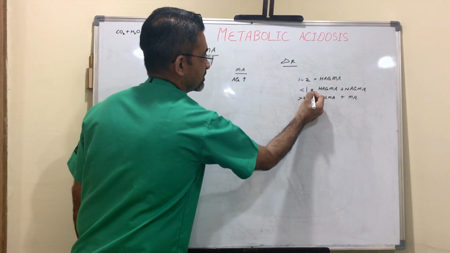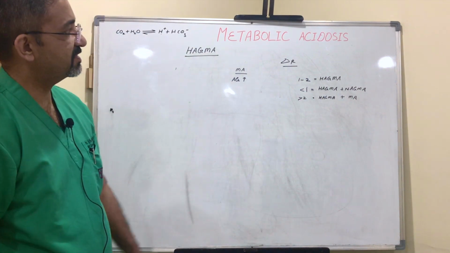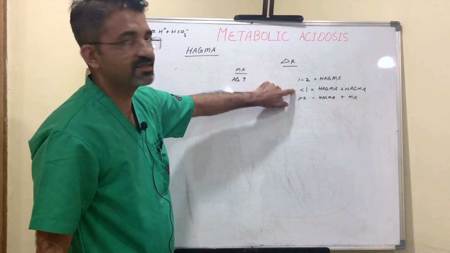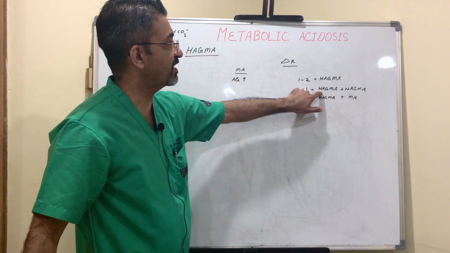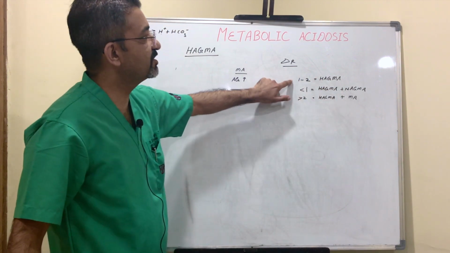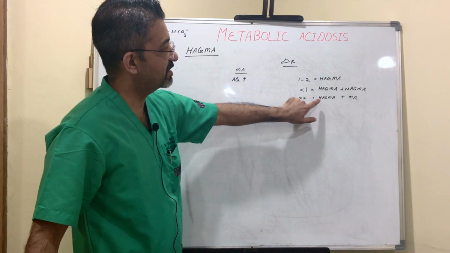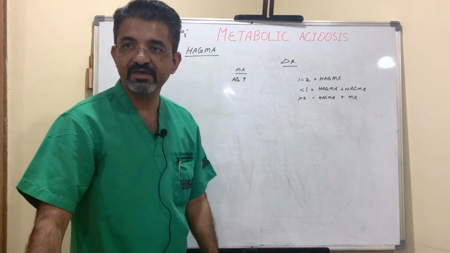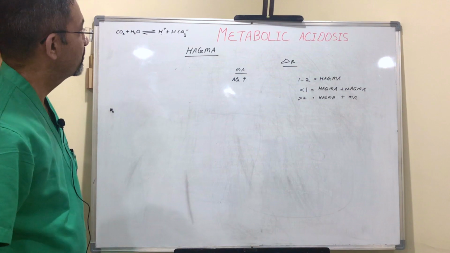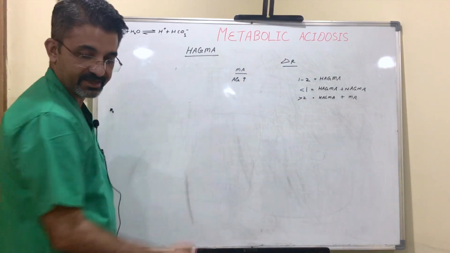So I regret this error. Just correct in your records that if your delta ratio is less than 1, it is a mixed acidosis of HAGMA and NAGMA. If it is between 1 and 2, it is purely HAGMA. If it is more than 2, it is HAGMA plus metabolic alkalosis. So suppose your anion gap is high.